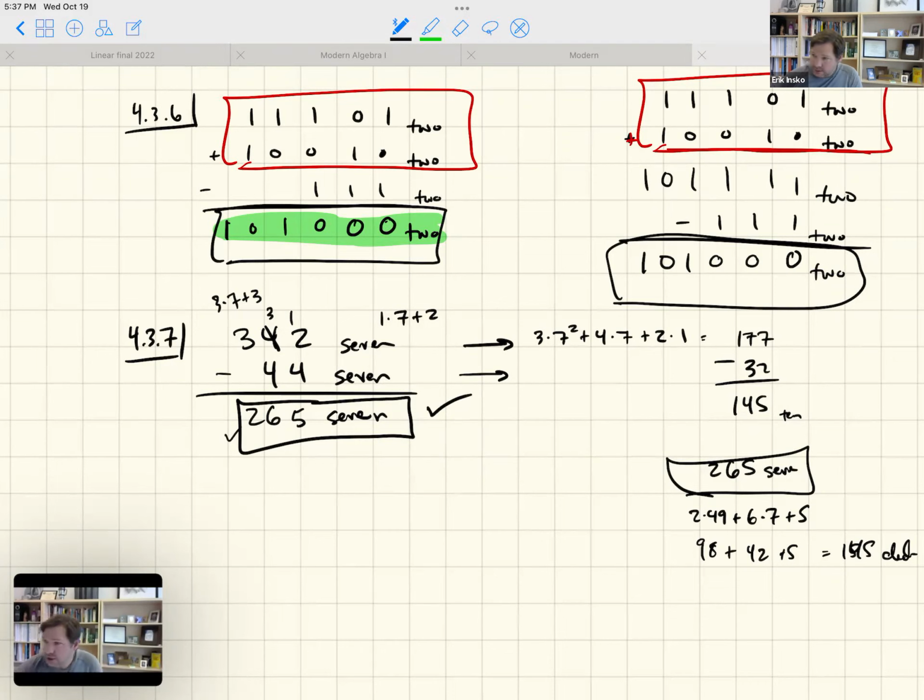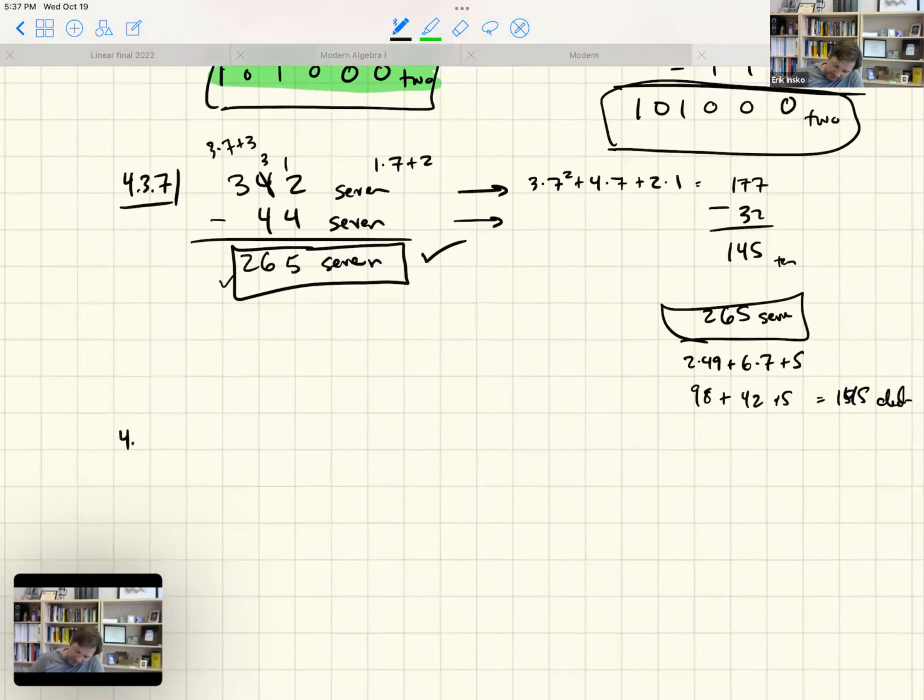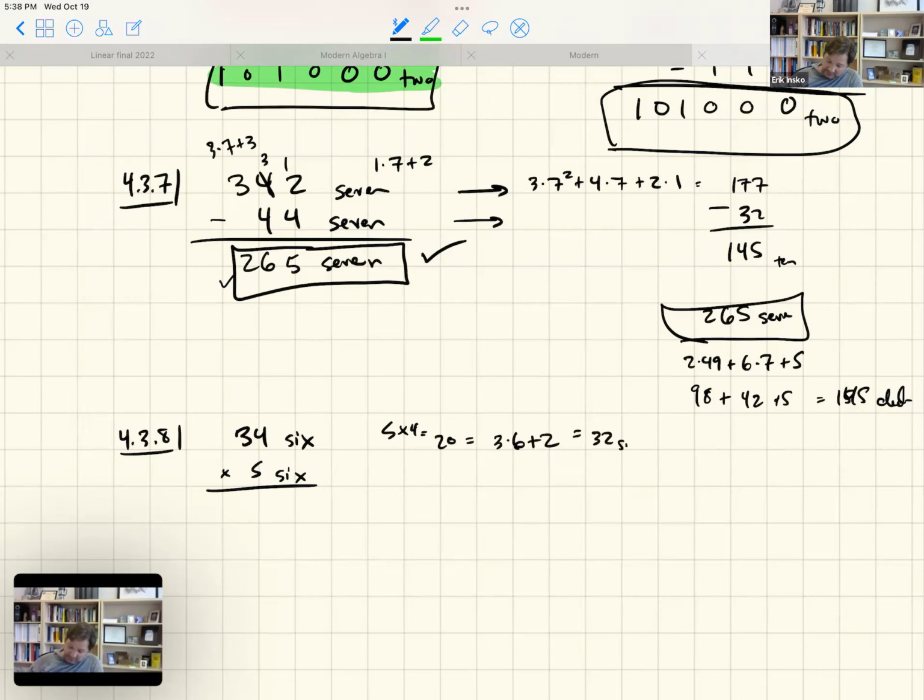Moving on to question 8. We'll do a little multiplication. So this is 4.38. Asks us to do 34 base 6 times 5 base 6. Okay. So 5 times 4 is 20. And then what is 20 base 6? Okay, well, 20 base 6, again, 5 times 4 is 20. And if I want to convert that to base 6, I'm going to do 3 times 6 plus 2. So that's 32 base 6.